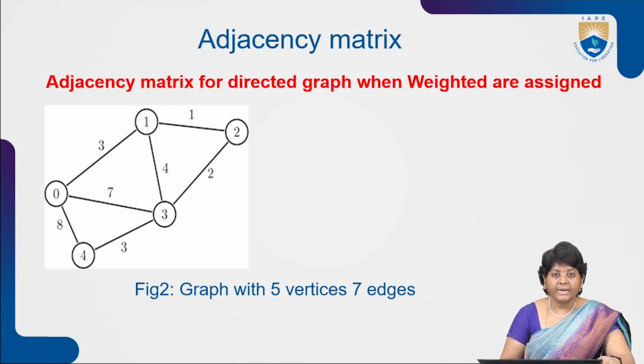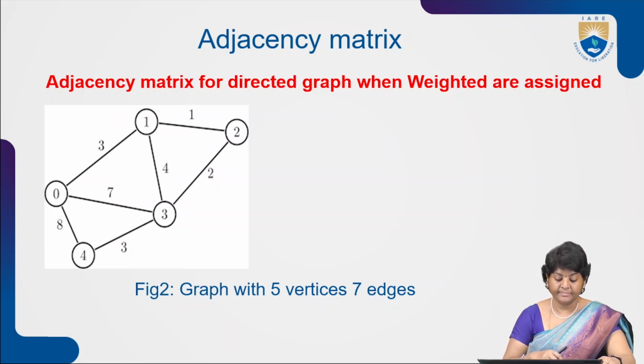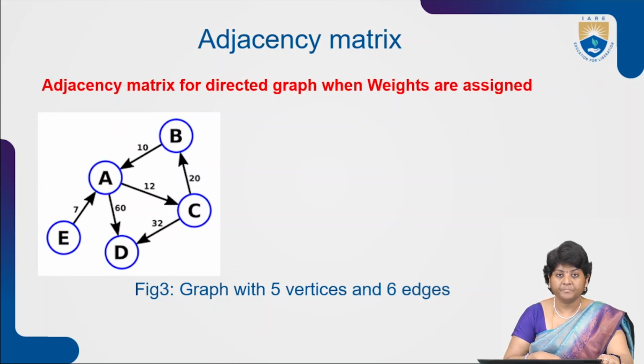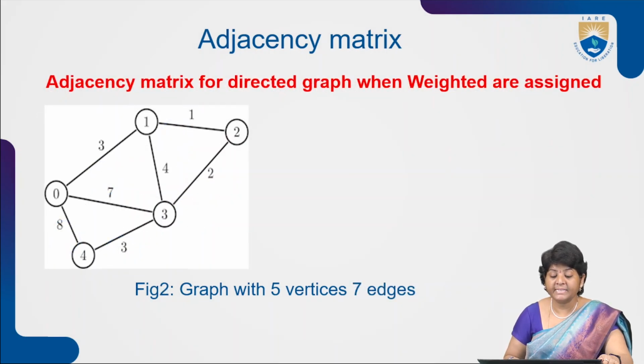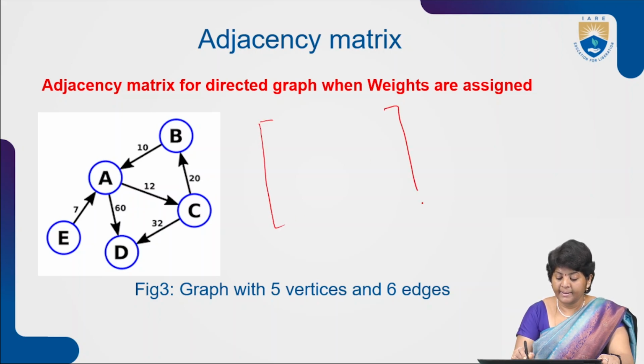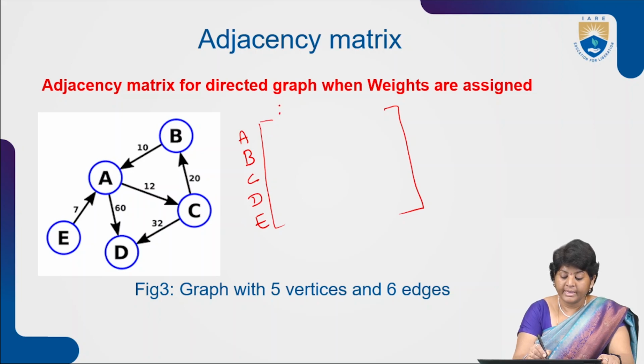This is the adjacency matrix for a directed graph when weights are assigned. So we will consider a directed graph with weights, and this is the adjacency matrix without the directions, and here with directions. Now we will just replace the values in the adjacency matrix. So A, B, C, D, E. Now see the directions.